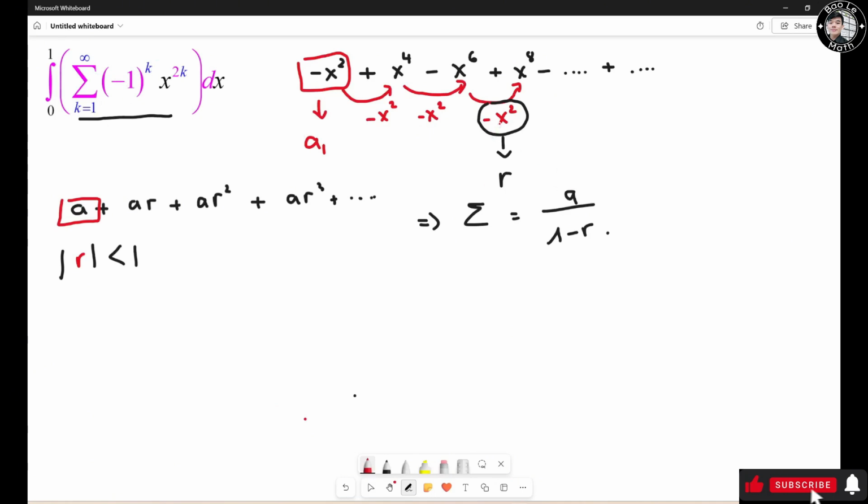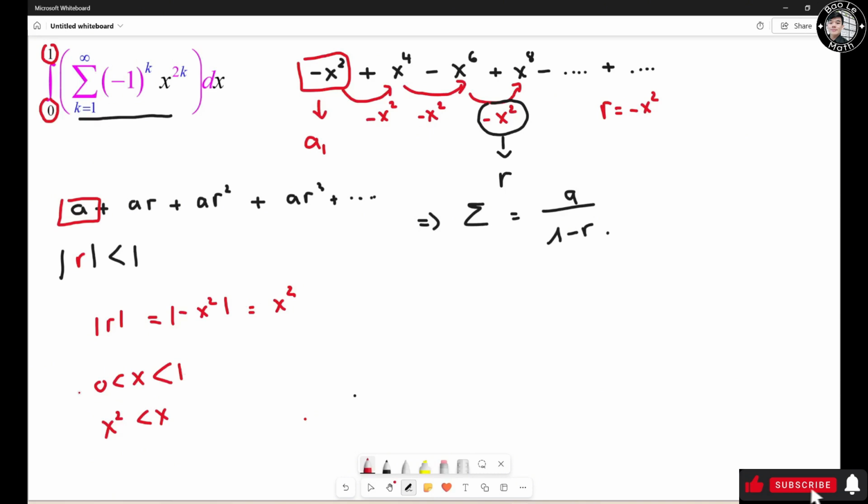So we know that the common ratio is negative s squared. Now we look at the lower limit and upper limit right here, 0 to 1, right? Now we're going to take the absolute value of R. So the absolute value of R equals the absolute value of negative s squared, so it turns out to be s squared, right? Now, we know that s is between 0 and 1. Within this interval, you know that s squared is always less than s, right? So from these two guys right here, you can say that the absolute value of R equals s squared, which is less than 1, right?